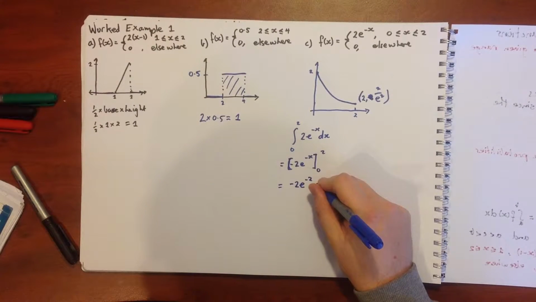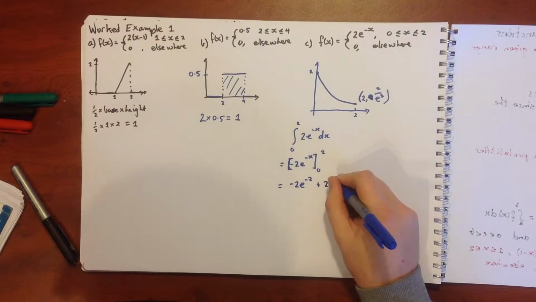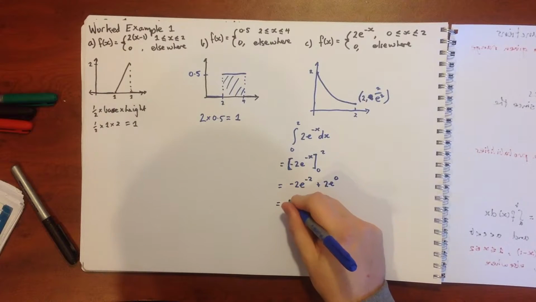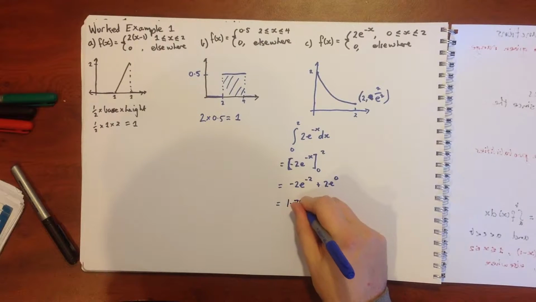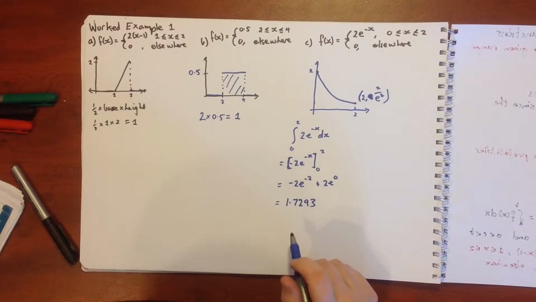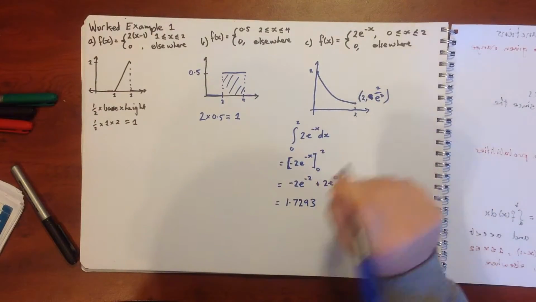plus 2e to the 0. When we do that, we find that we get 1.7293. Now clearly that doesn't equal 1, so C would not be a probability density function.